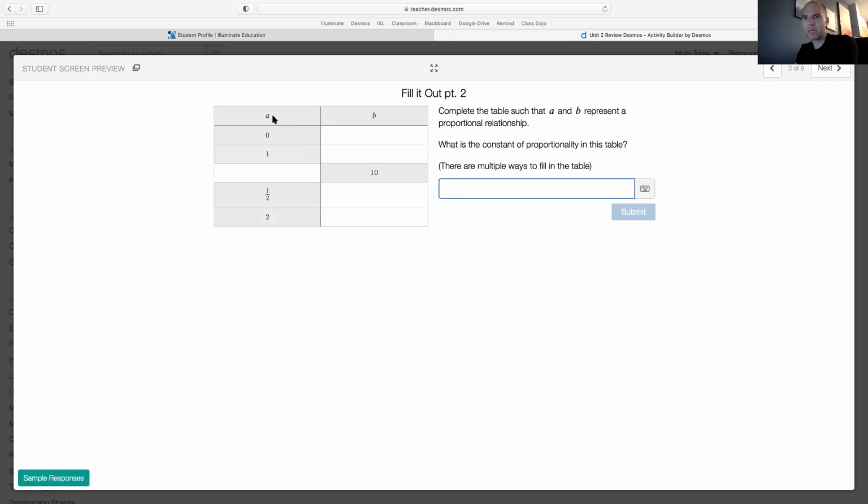And I like to pick easy numbers personally. So I'm going to let my K be 2. So I'm going to go ahead and just put that in the box here too. I've decided that my constant of proportionality is 2.